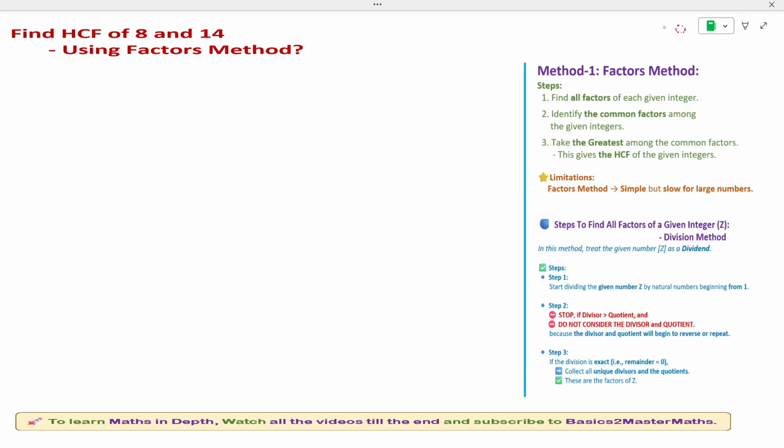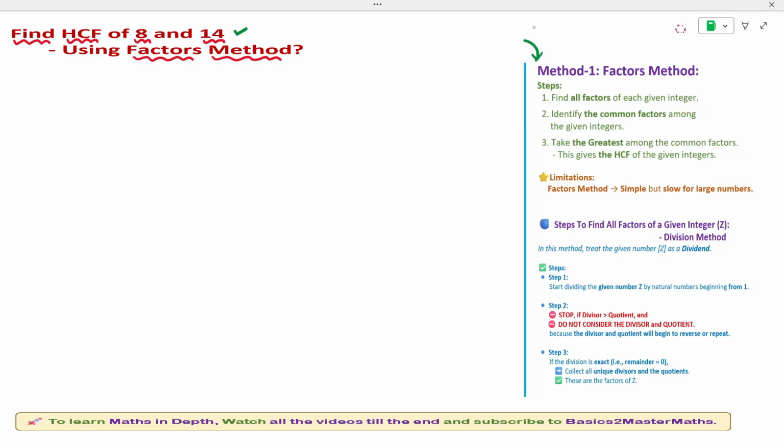Today, we will see how to find HCF of 8 and 14 using factors method. If you understand one problem clearly, you can solve many similar problems easily. So, please stay tuned till the end.